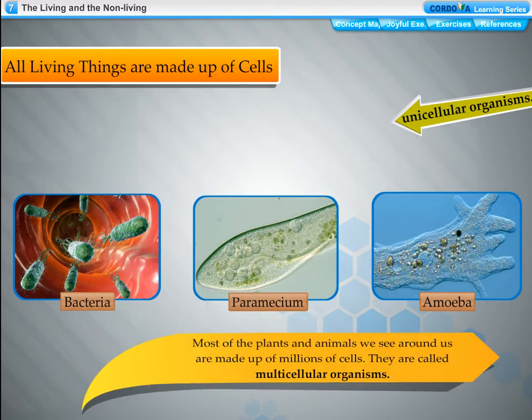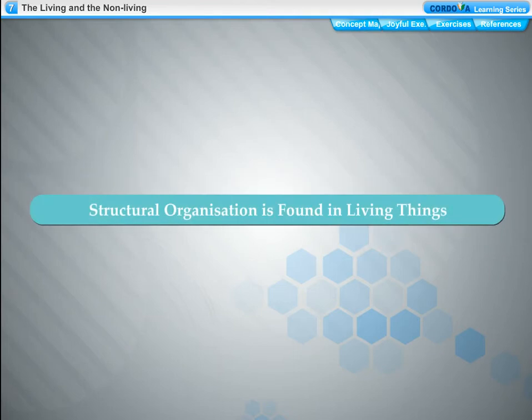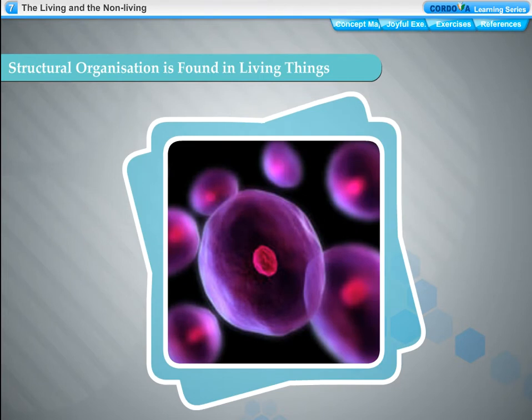Most of the plants and animals we see around us are made up of millions of cells. They are called multicellular organisms. In multicellular organisms, the cells are not alike. Cells are of different sizes, shapes, and they perform different functions. Structural organization is found in living things. The cells in multicellular organisms are organized into specialized groups, which perform specific functions.